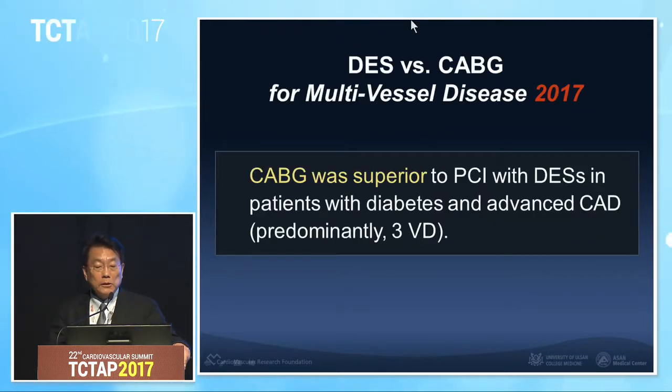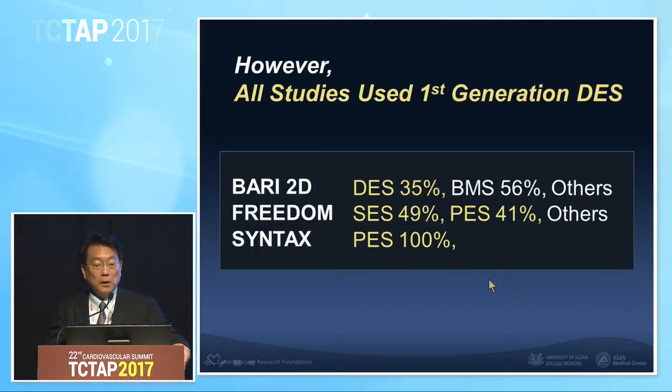So we have some consensus. Drug-eluting stent versus bypass surgery for multivessel disease, 2017: CABG was superior to PCI with the drug-eluting stent in patients with diabetes and advanced coronary artery disease, predominantly 3-vessel disease. However, if you look at the studies, they mainly used the first-generation drug-eluting stent.